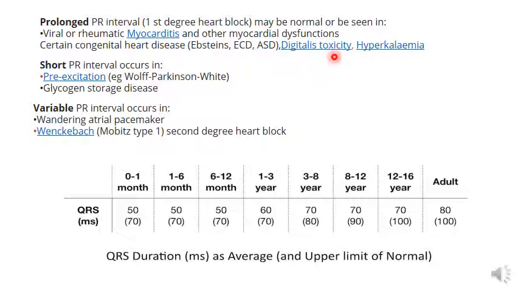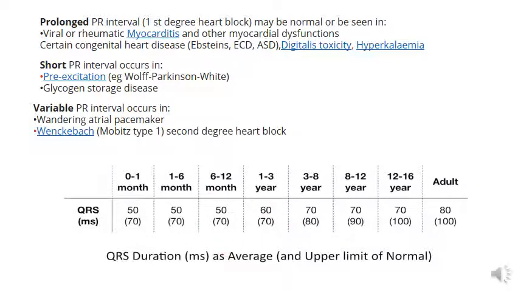Sometimes we give you MCQ questions: PR interval is prolonged in the following, except. So you have to have some idea about the causes or etiologies of prolongation of the PR interval. Short PR interval occurs in Wolff-Parkinson-White syndrome, which is a pre-excitation syndrome, and in glycogen storage disease type 2, what do you call it? Oh yes, Pompe disease. Variable PR interval occurs in wandering atrial pacemaker, sick sinus syndrome, and Wenckebach Mobitz type 1 second degree heart block. So here is the duration of QRS in milliseconds, as average and upper limit of normal.